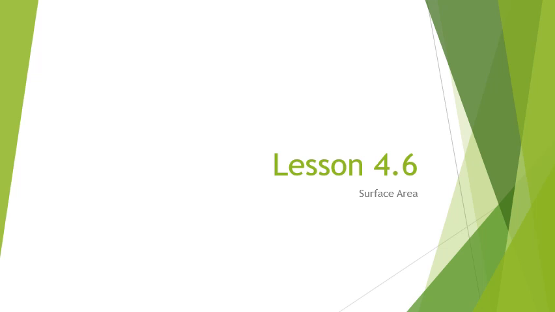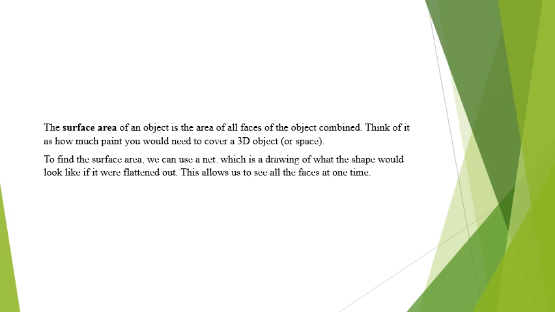Lesson 4.6, surface area. So we've looked a little bit at the area of 2D shapes. Now we're going to look at the surface area of 3D shapes. So the surface area of an object is the area of all faces of the object combined. Think of it as how much paint you would need to cover a 3D object or a 3D space.